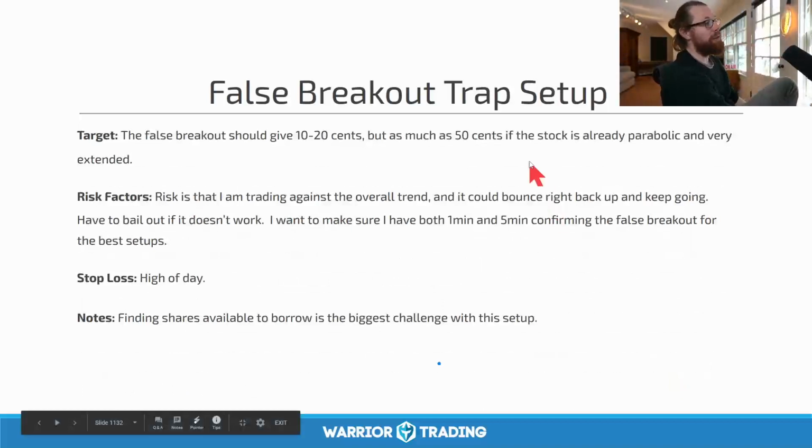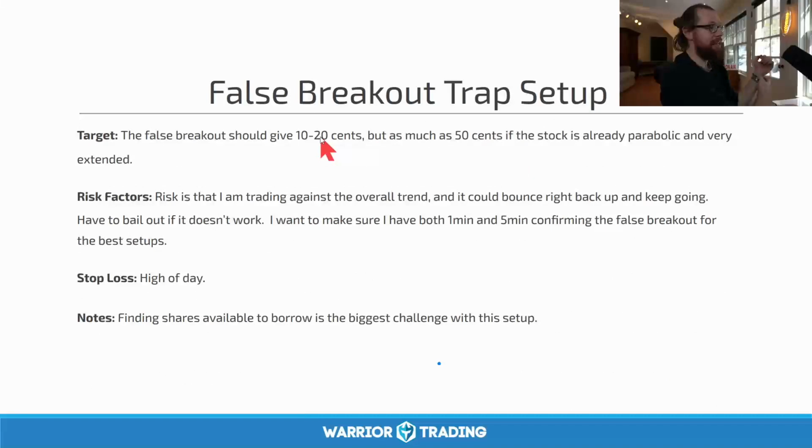So the target on a false breakout setup could be as little as 10 to 20 cents, maybe as much as 50 cents, depending on how parabolic and extended the stock already is. The risk, as always in this chapter, will be that when we're trading against the trend, these false breakouts could be dips that get bought right back up. Someone else out there might have been short earlier, and into dips they're going to be covering to try to unwind their short position, and then those dips keep getting bought up.